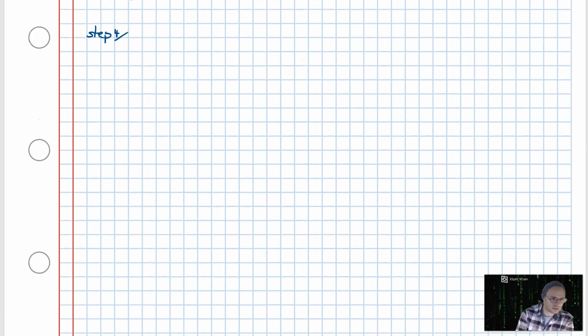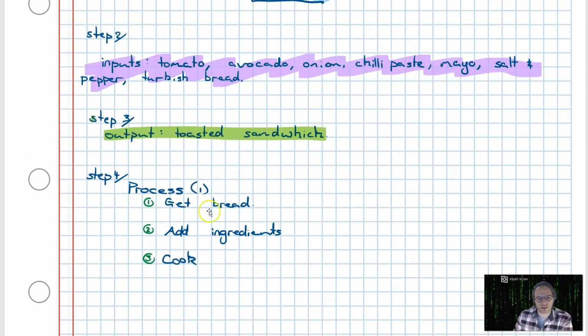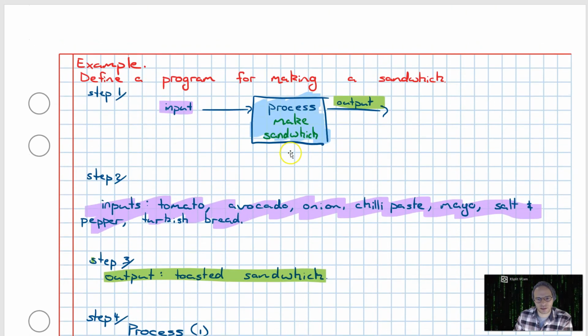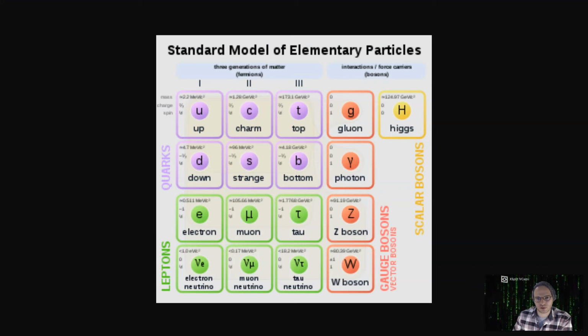So the first idea I had for making my sandwich was this. What we've got here is a weakly defined process of how we might go about making our sandwich. So we're going to get the bread, add the ingredients, and then cook. Now, we might think that this is a really succinct process and it's foolproof, but let's have a look at some sandwiches you could possibly get.